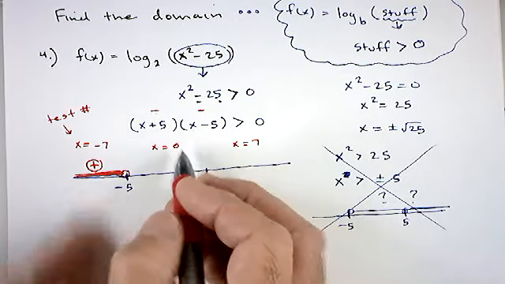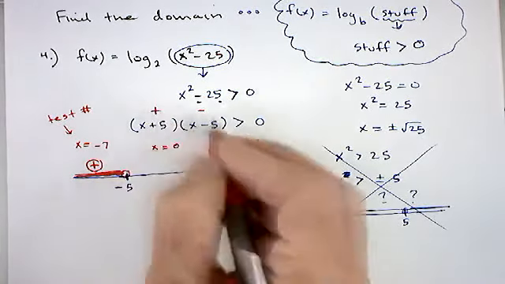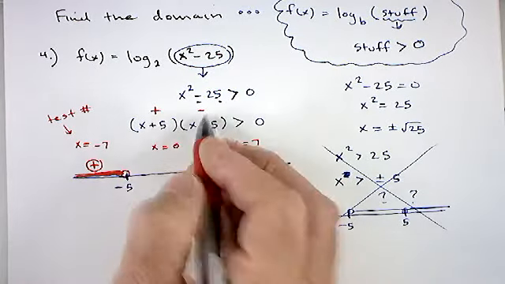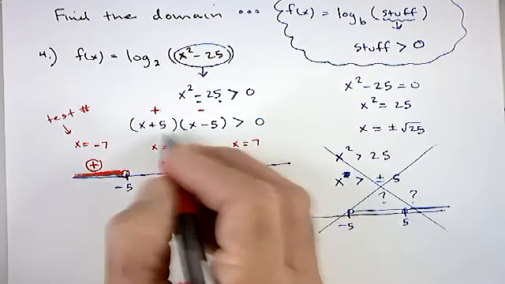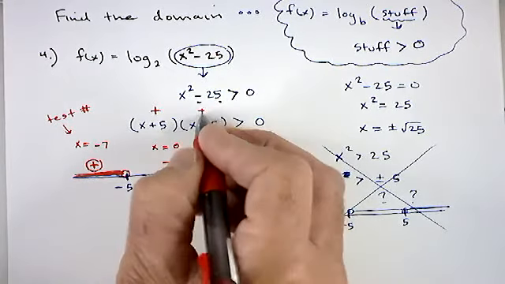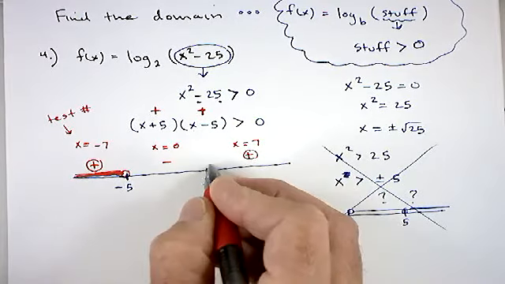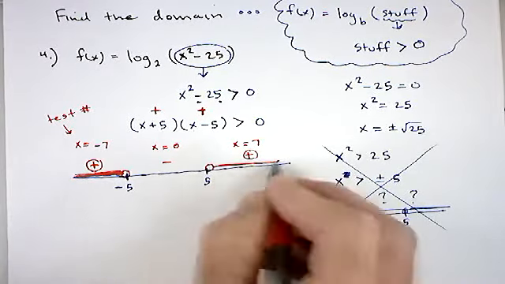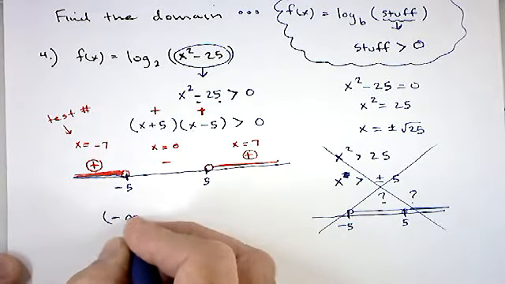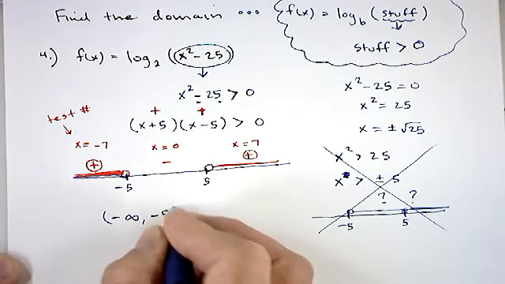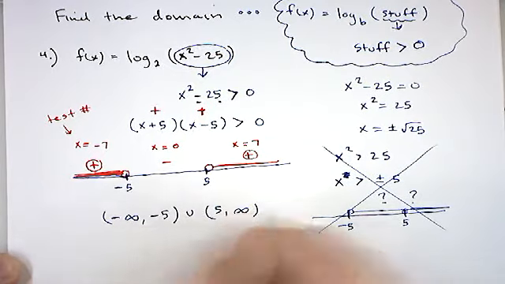If I plug in 0, 0 plus 5 is positive, 0 minus 5 is negative. Positive times a negative is a negative. We don't want that. And if I plug in 7, both of these will turn out to be positive numbers. So this is positive, and that means I want these numbers as well. So in interval notation, my domain is the numbers from -infinity to -5, parentheses, or parentheses 5 to infinity.